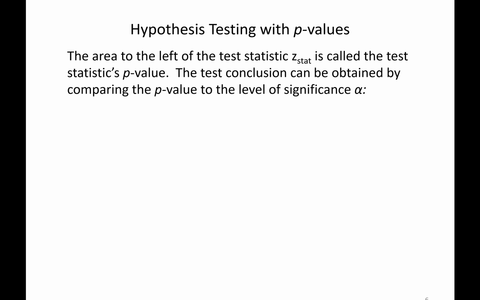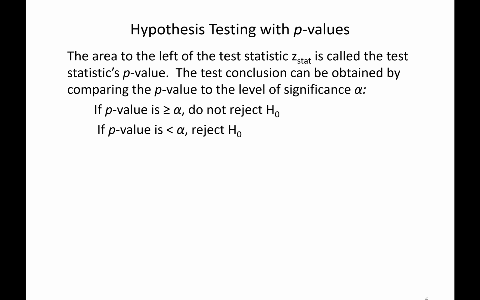So here is then the definition of the p-value. It's just the area to the left of the test statistic, at least in the left-tailed test as we have here. And the test can be concluded based on comparing the p-value to the alpha level. If the p-value is bigger than or equal to alpha, that means do not reject H0. If the p-value is less than alpha, that means we're going to reject H0.